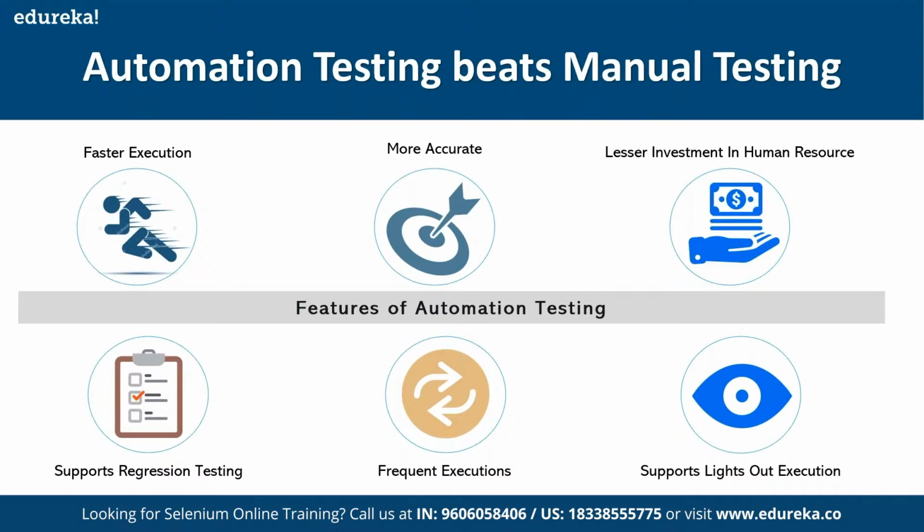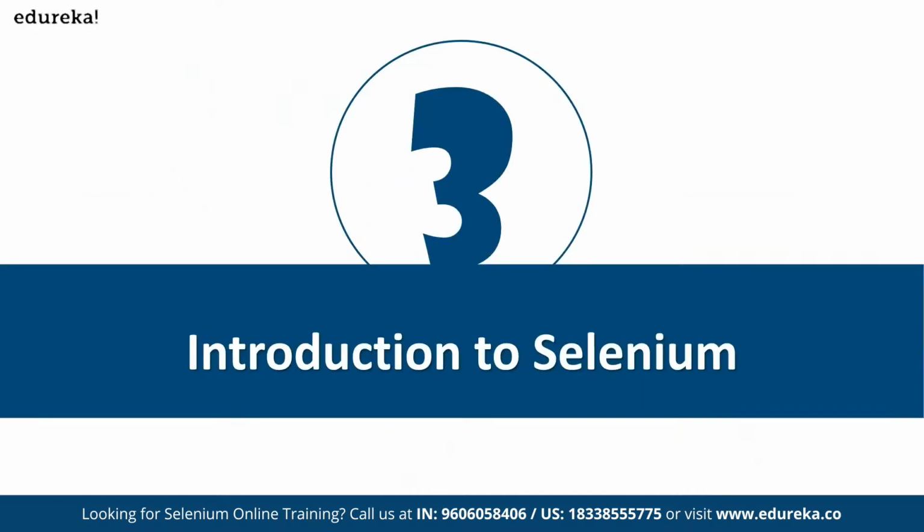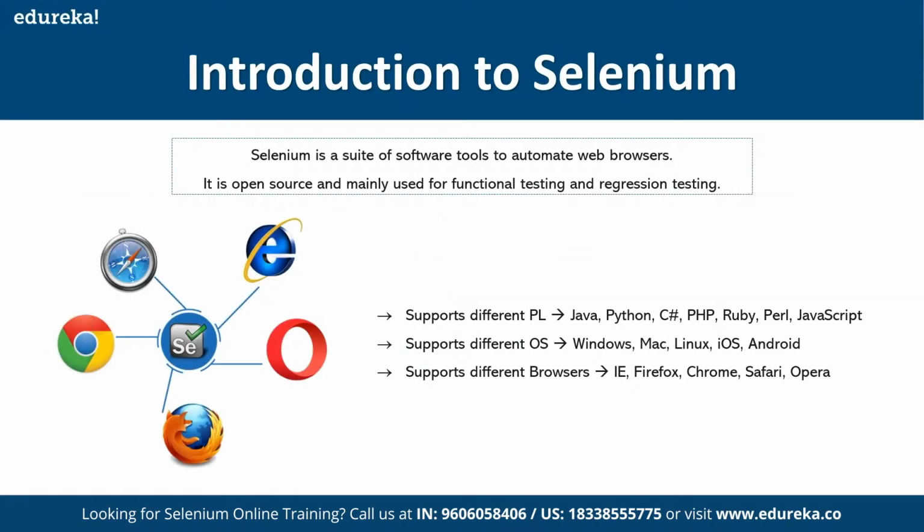and which leads to some kind of missed out bugs, some kind of missed out features can also be tracked very easily. That's why automation is in great demand. What is Selenium? Selenium is a suite of software tools to automate web browser. It is open source and mainly used for functional and regression testing.